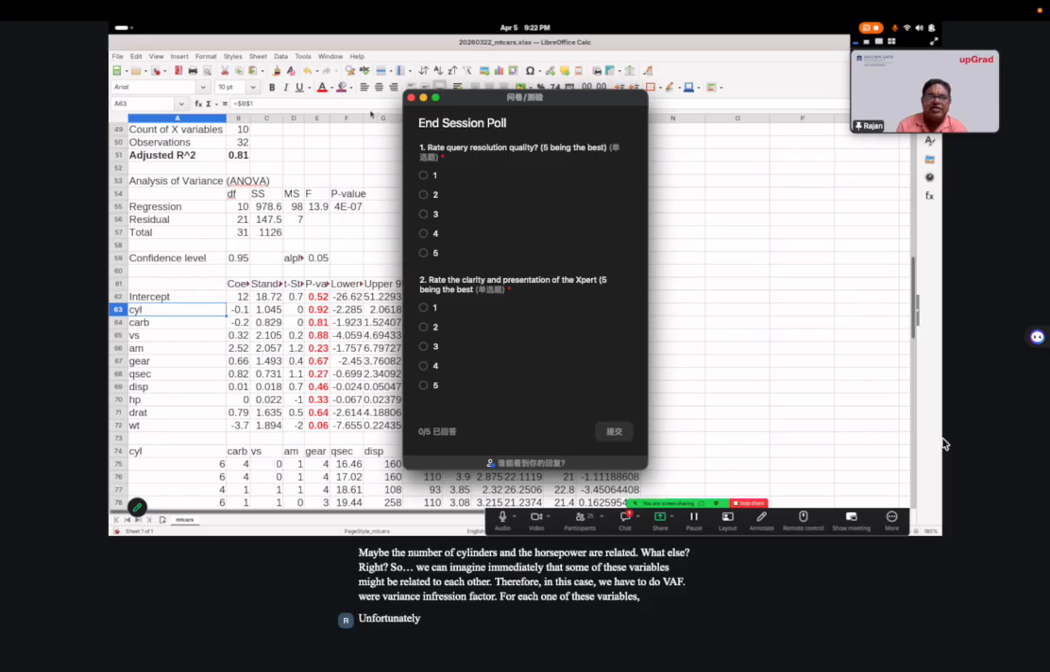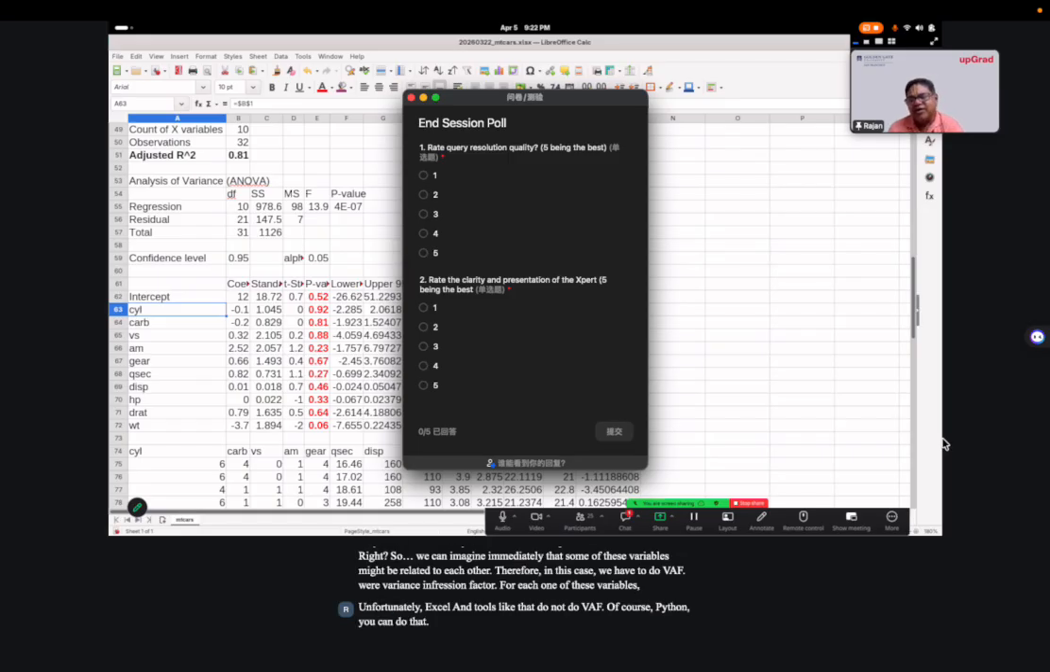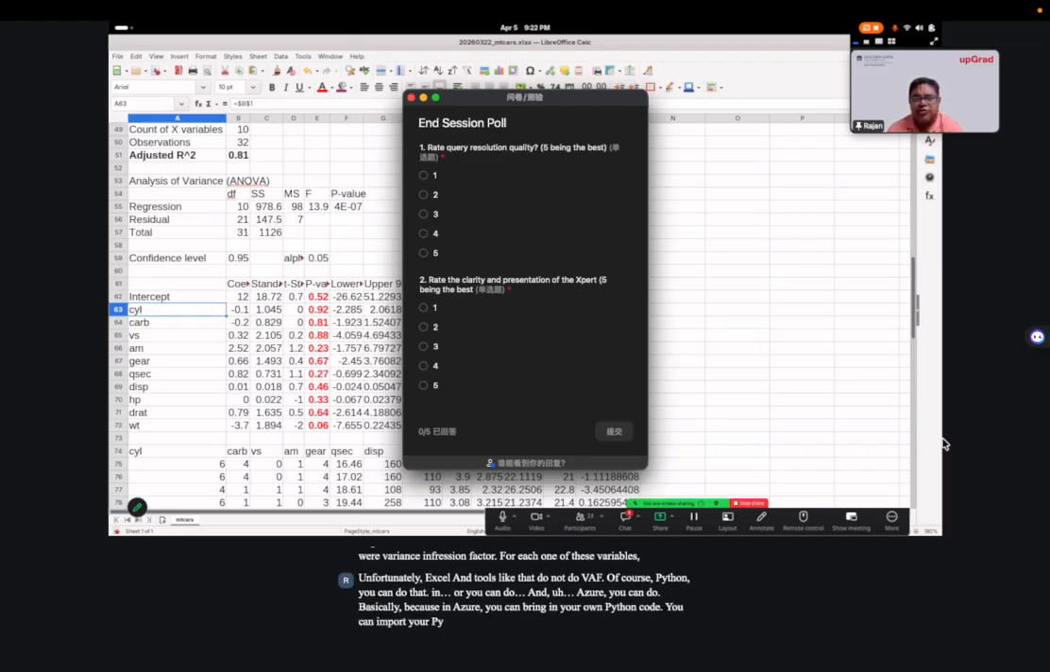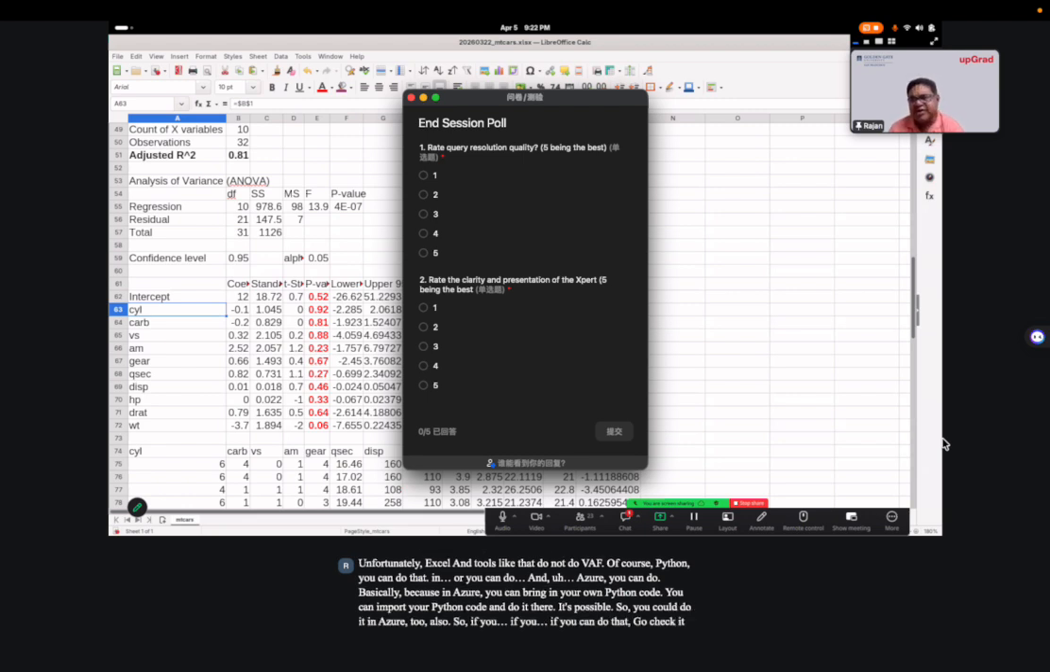Unfortunately, Excel and tools like that do not do VIF. Of course, in Python you can do that. In R, you can do it. And in Azure, you can do it, basically because in Azure you can bring in your own Python code. You can import your Python code and do it there. It's possible, so you could do it in Azure too. If you can do that, go check it out. Check for the variance inflation factor.